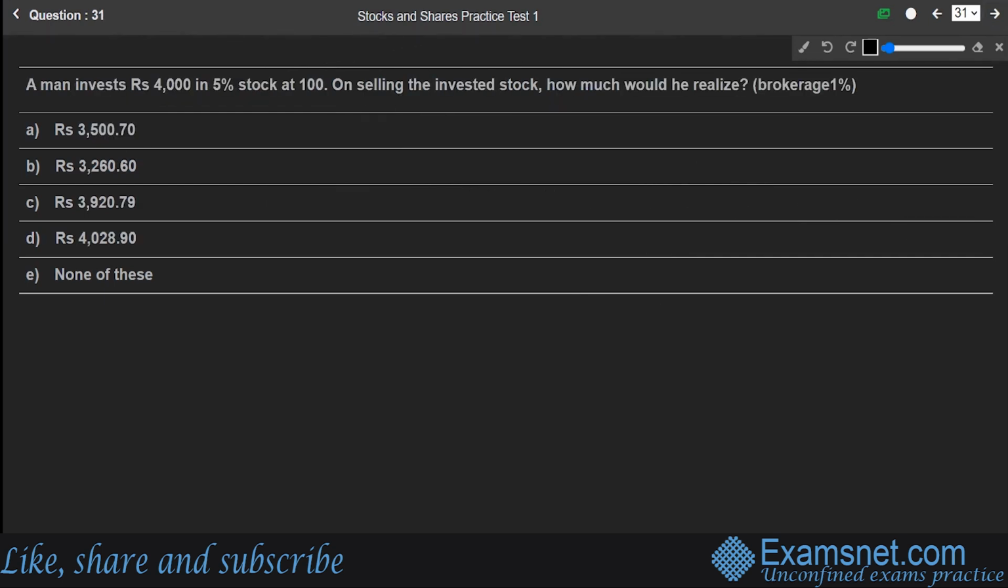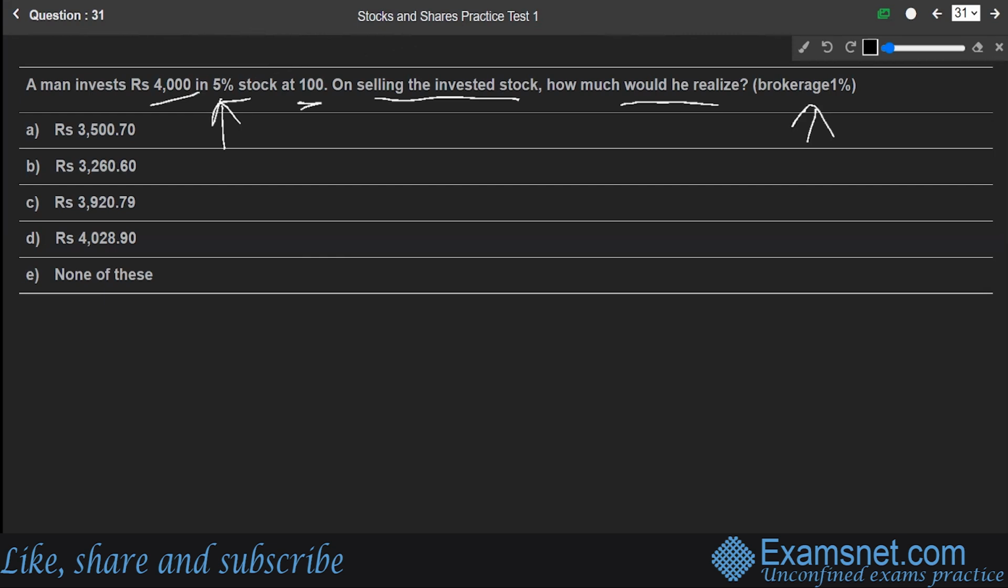Now, a man invests 4,000 in 5% stock at 100. Okay, 4,000 rupees have been invested. If the face value is 100 rupees, the stock will return you 5 rupees. That's what 5% stock means. At 100, it is available at 100 rupees only. On selling the invested stock, how much would he realize?